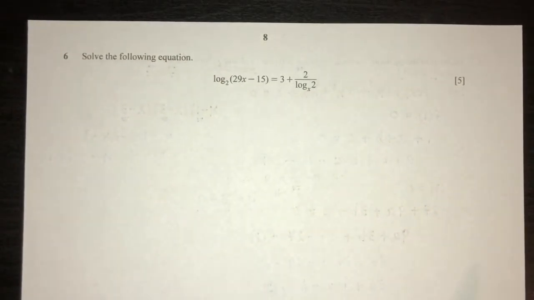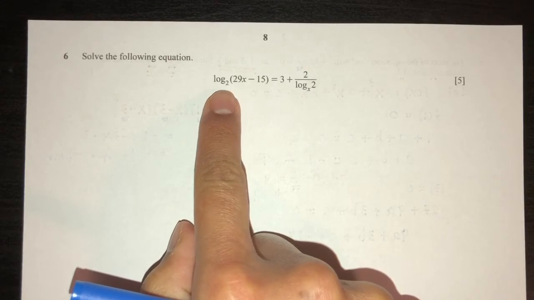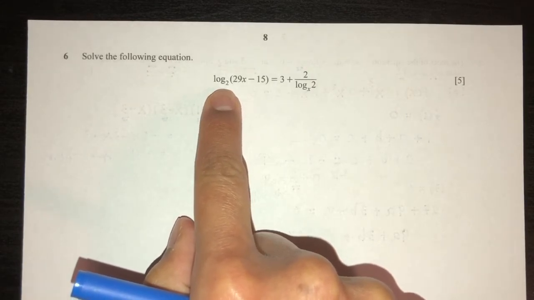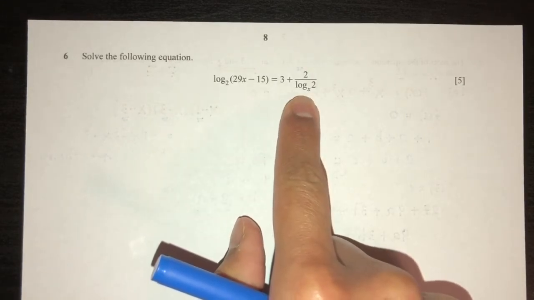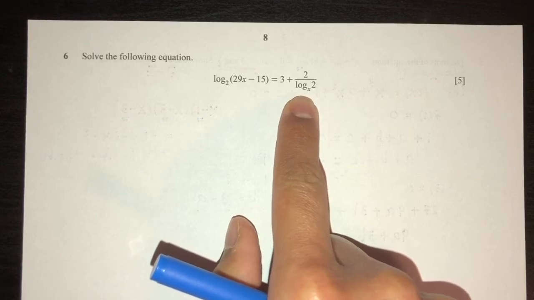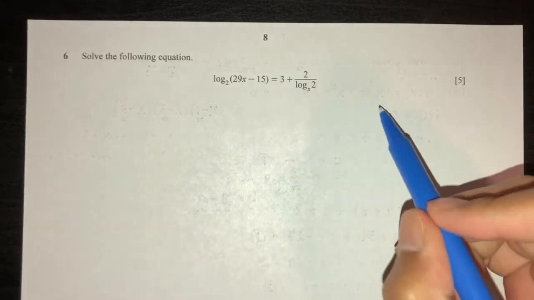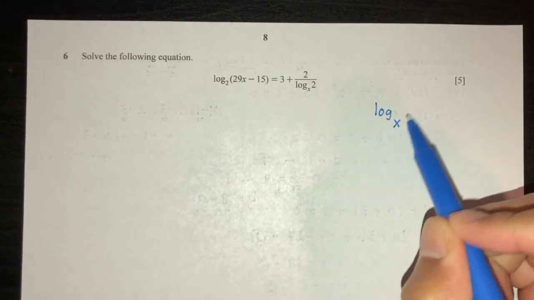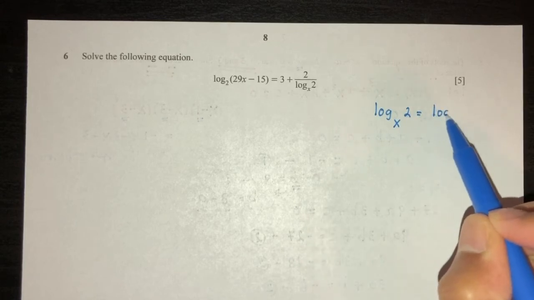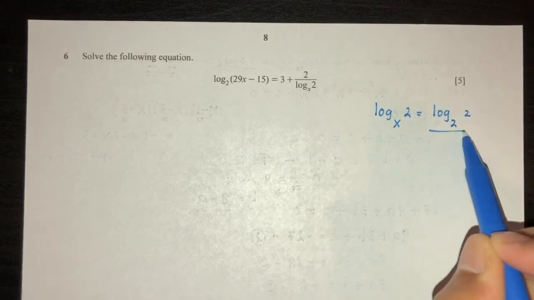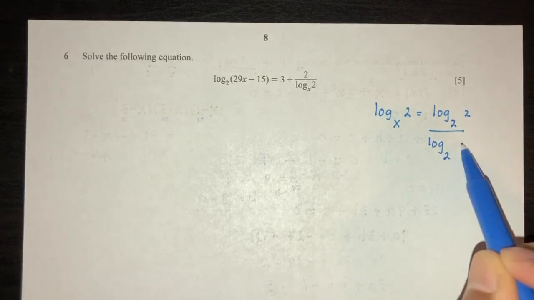Now question number 6, we have to solve this equation. So here we have a logarithm. For you to know how to solve this, we have to know all the laws of logarithms. Here we have different bases. You can see we have log base 2, and here we have log base x. So one thing we need to do is change everything to the same base. So let's make this become log base 2. So we have log base x of 2. Let's change that to log base 2 of 2, over log base 2 of x.